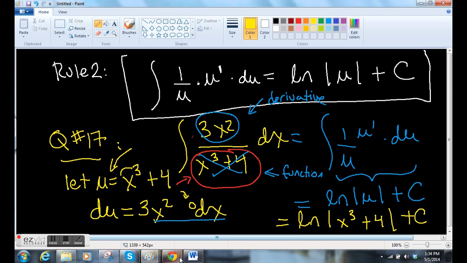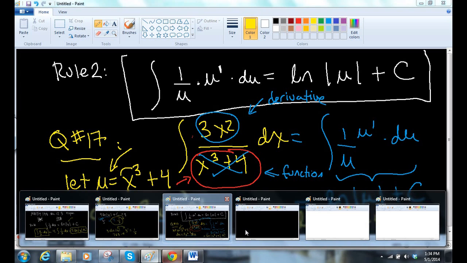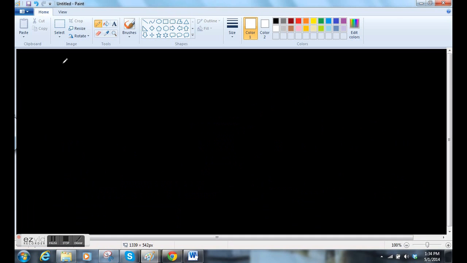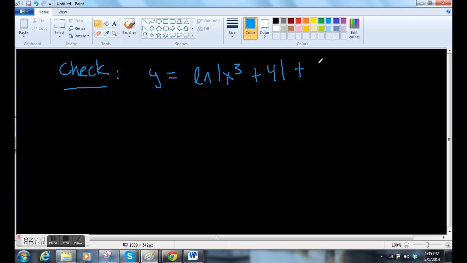Okay. I'm going to show you with this one how to check your answer. Again, I'll use blue, checking with blue. You have extra time on your test and you just said, well, I got the answer as natural log of x cubed plus 4 plus a constant. I'm going to do a derivative check.